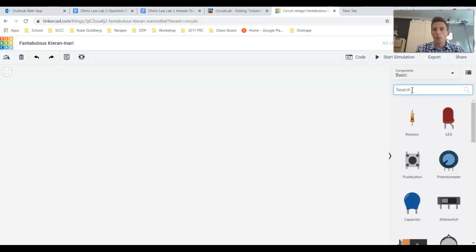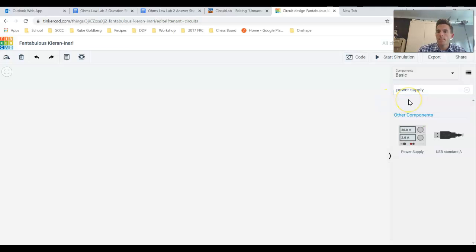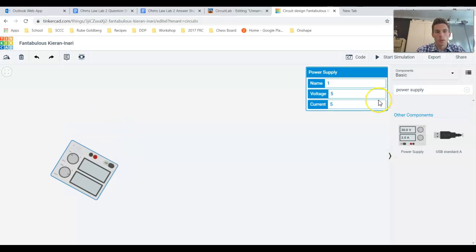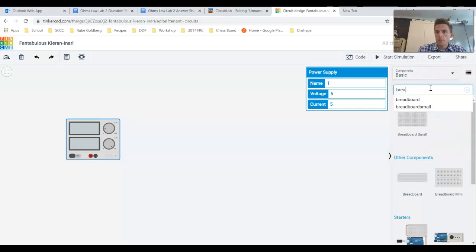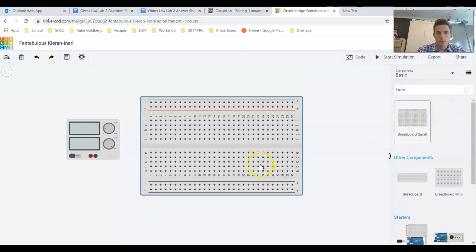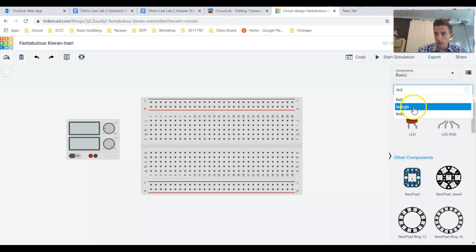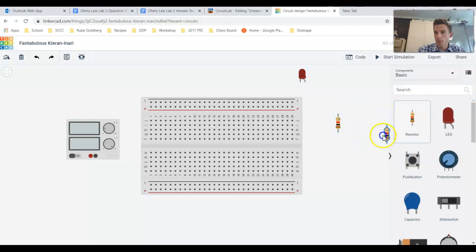Okay, so we need a power supply. I'm going to grab this thing right here. Okay. We need a breadboard. Breadboard. Boom. Okay. We need an LED, and we need some resistors. And we're going to need some wire.